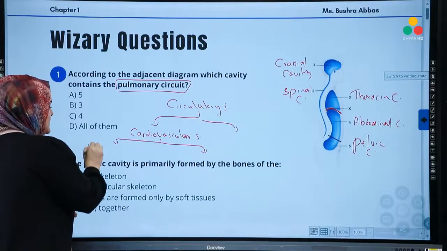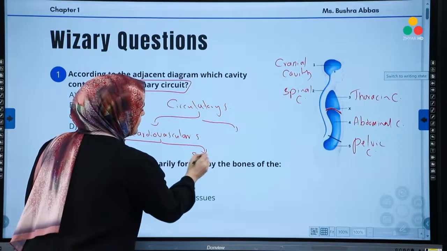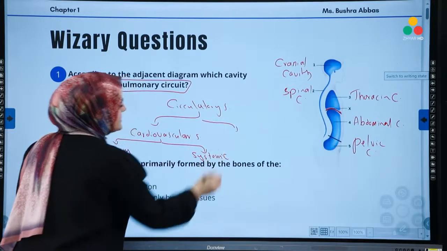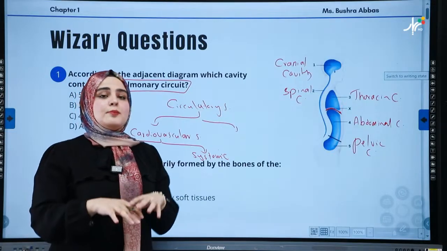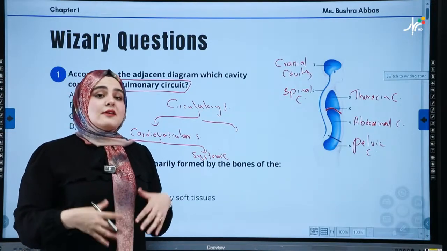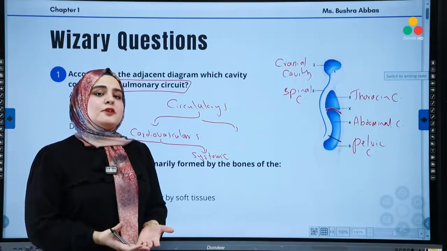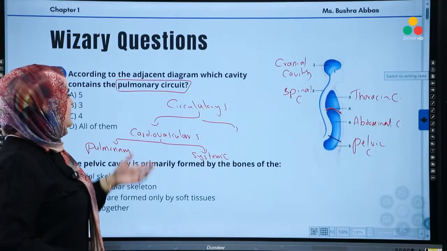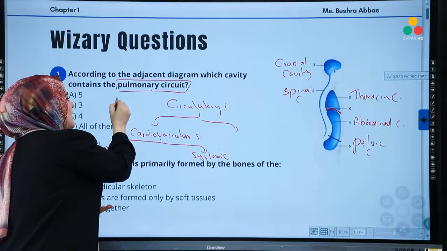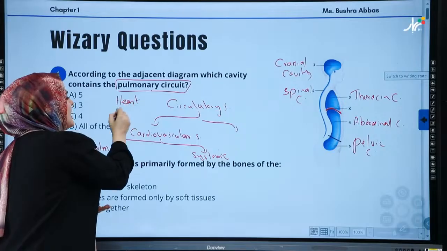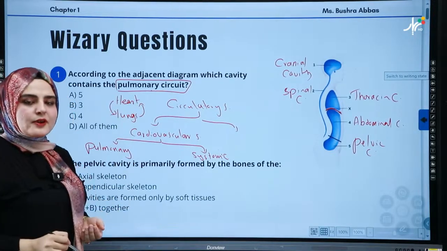The one here is pulmonary and then systemic circuit. Systemic circuit is for all the body, but pulmonary is the circuit where the blood gets purified. Where? In the lungs, because we want to oxygenate it, because we want to put extra oxygen in it for the body. So what happens here, it is between heart and lungs. So it's a circuit just between these 2 organs.